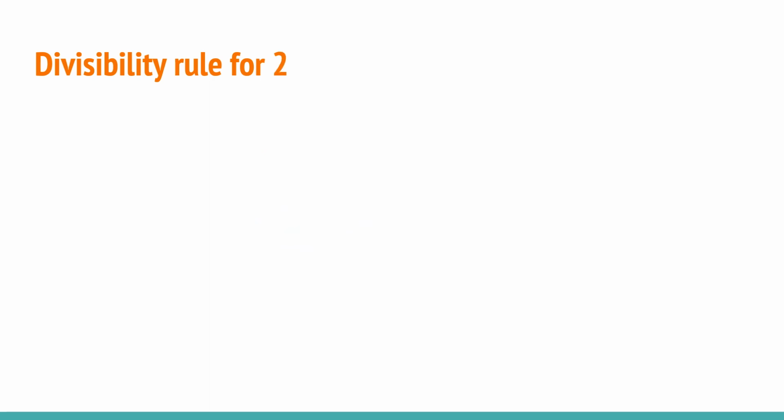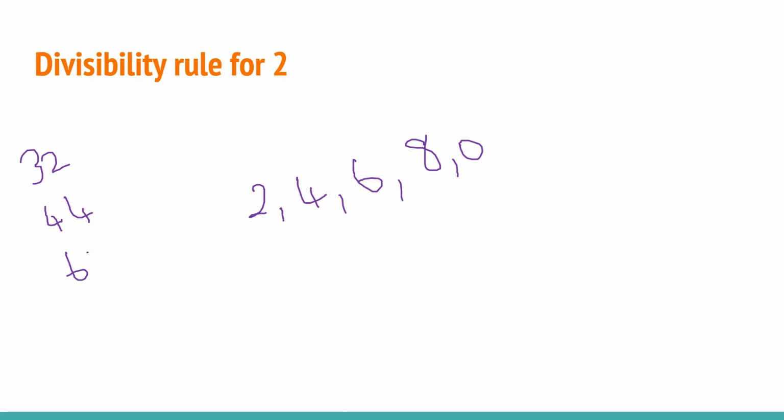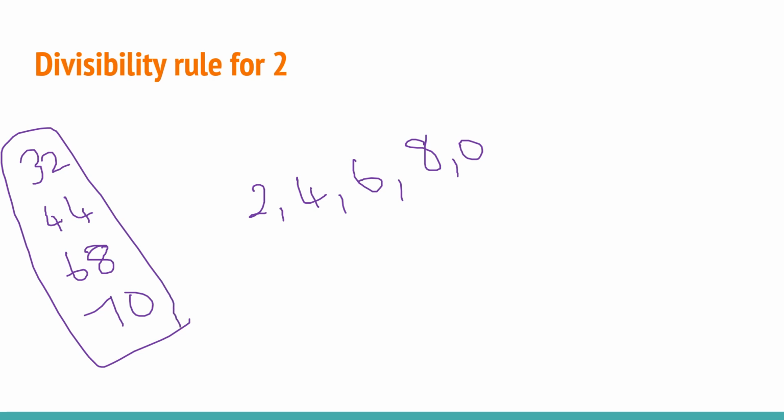So divisibility rule for 2, right? If the unit digit is 2, 4, 6, 8 or 0, then the number is divisible by 2. For example, 32, 44, 60, 68, 70. So these are some of the numbers which are divisible by 2. The reason is the unit digit is 2, 4, 6, 8 or 0.